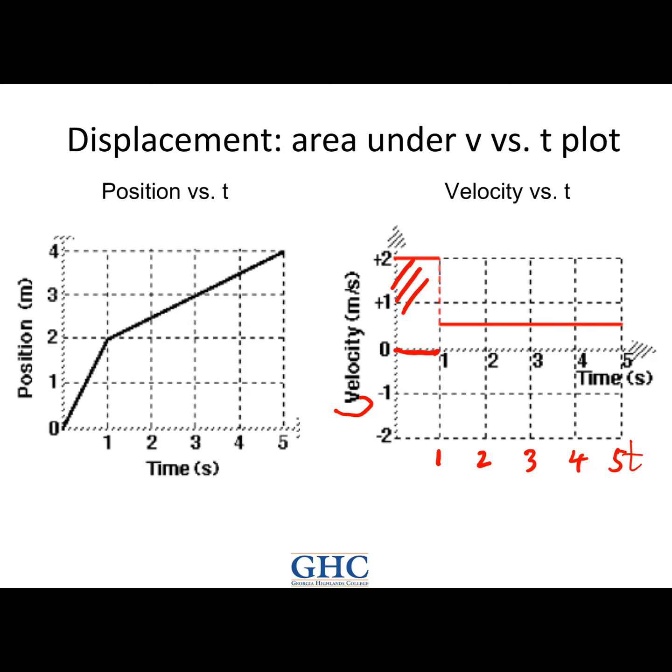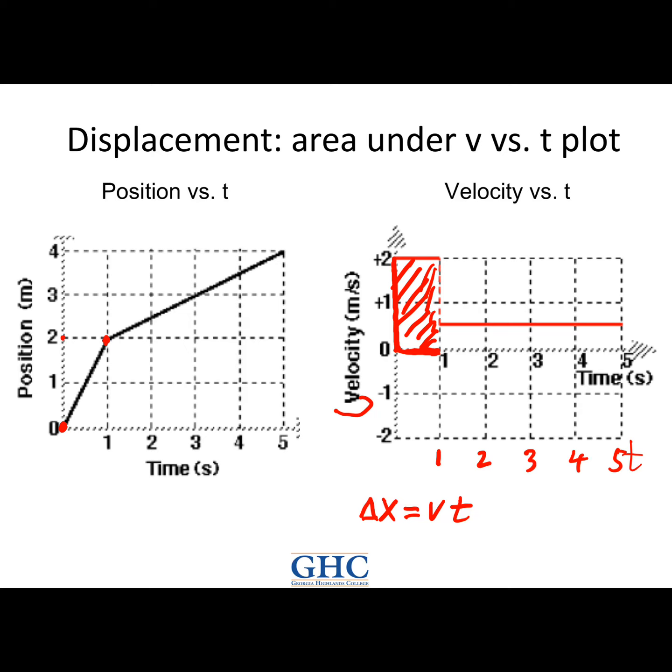Let's look at this area. We know the displacement for constant velocity motion should be given by velocity times time. So this is the velocity times the time interval, which exactly gives you the displacement. So the area under here should give you the displacement from 0 seconds to 1 second. So this displacement is 2 meters.